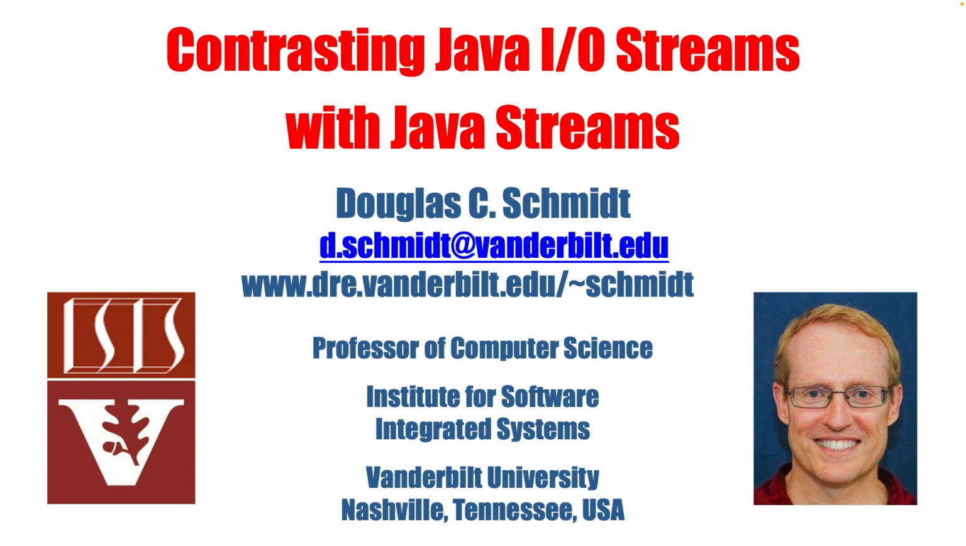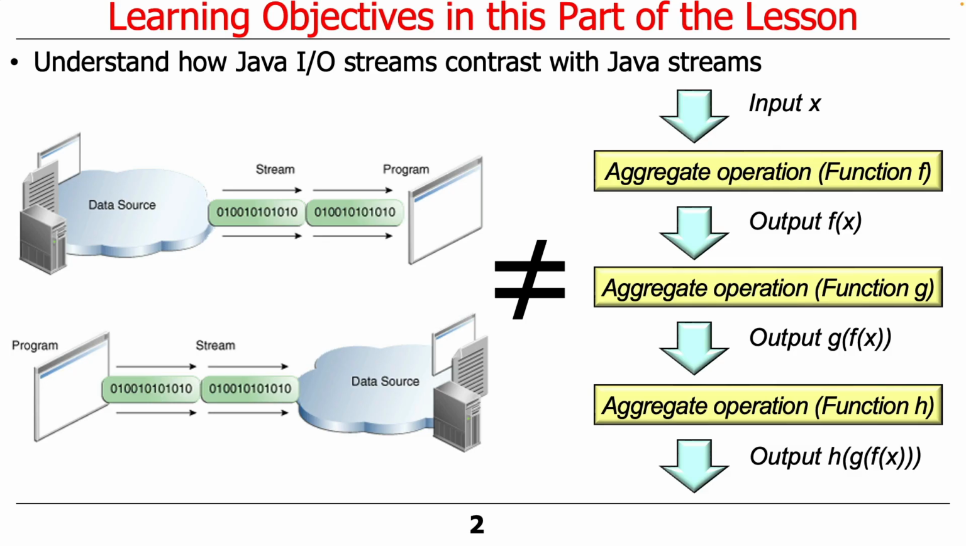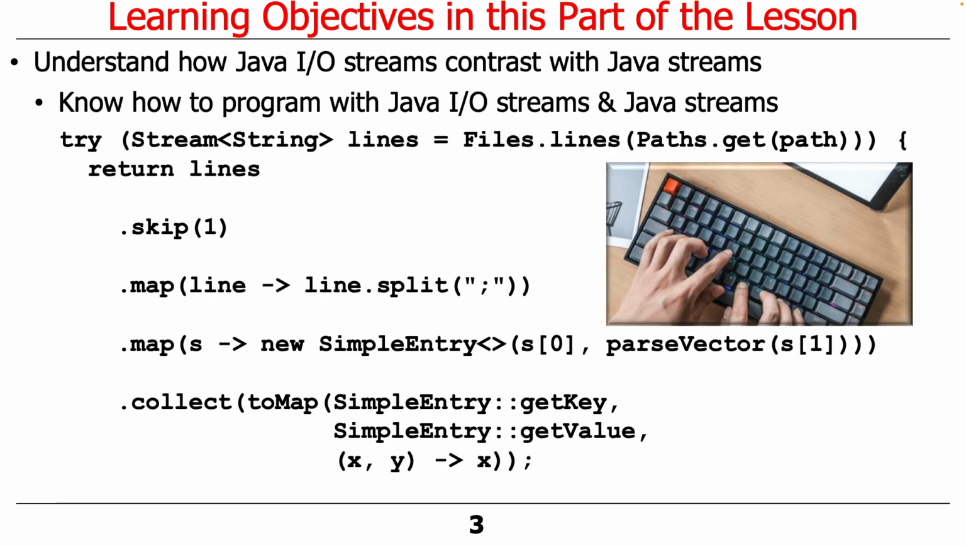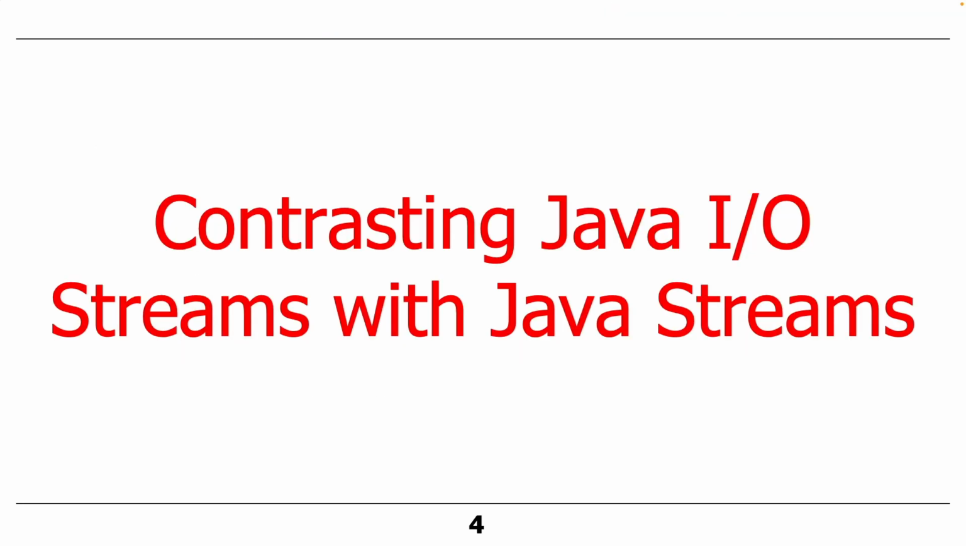So let's have a little fun by comparing and contrasting Java I/O streams with some other technologies that you may be familiar with, Java technologies in particular. And we'll start out by comparing and contrasting Java streams with something with a very similar name but a very different behavior, which is I/O streams. So we'll talk about how to program with I/O streams and Java streams together, because that's actually a very useful thing to be able to do.